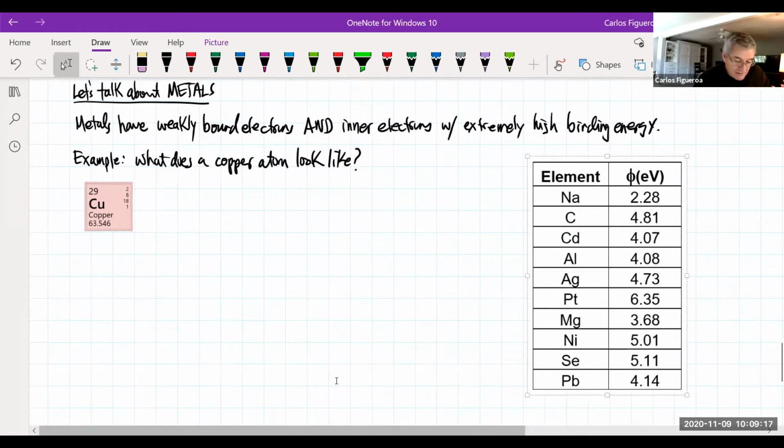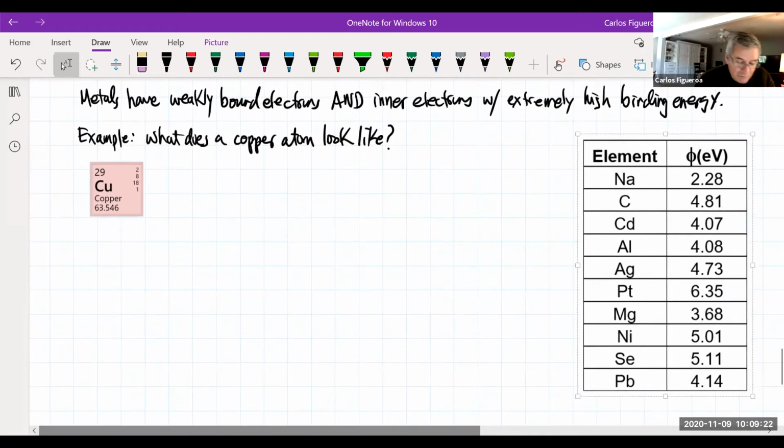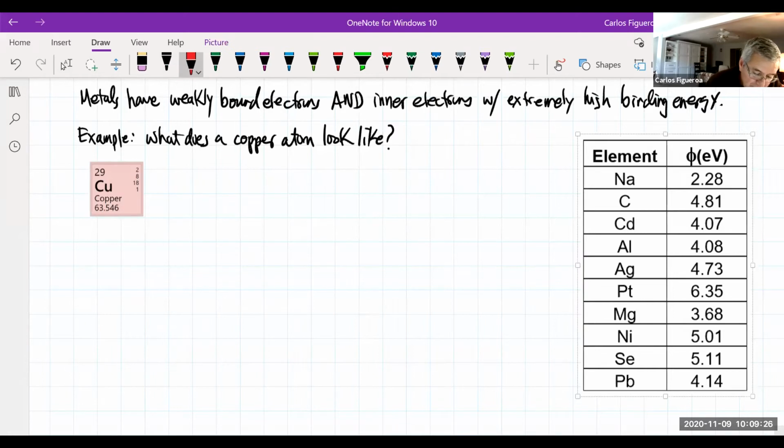Let me see if I can make this a little bit bigger without making it too big. And what you're seeing here is that if I look at copper, what this tells me is that copper has 4 energy levels.